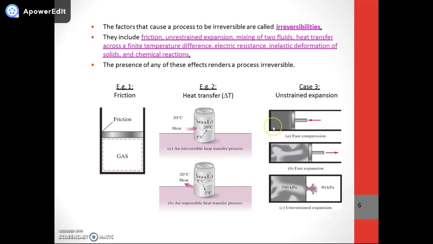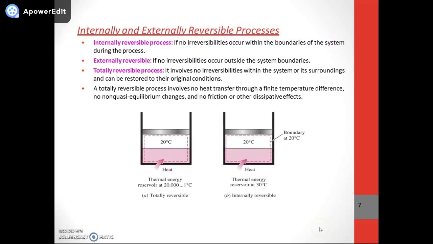And also unrestrained expansion. So this is fast compression. What happened to the fast compression? So it's still okay. But for the fast expansion, what happened to the fluid motion, fluid movement in the piston? So this is unrestrained expansion. Again, unrestrained expansion.